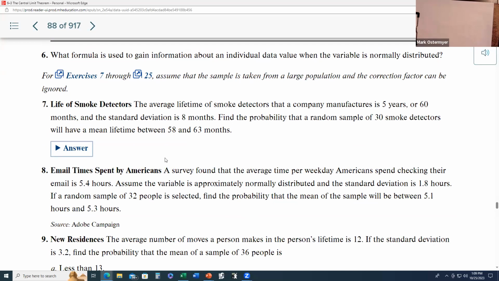All right. So I'm going to have you do this problem here, number 7. This will be like classwork number 1. It says the average lifetime of smoke detectors that a company manufactures is 5 years. Now, is that saying that all smoke detectors are going to last for 5 years? It's not saying that. It's saying the average lifetime. Some might last longer than 5 years, and some may not make it to 5 years.